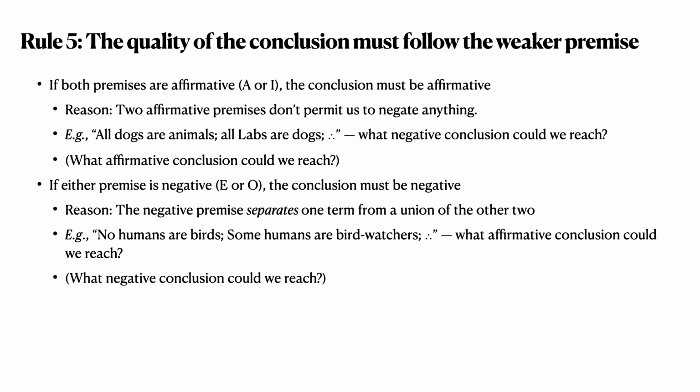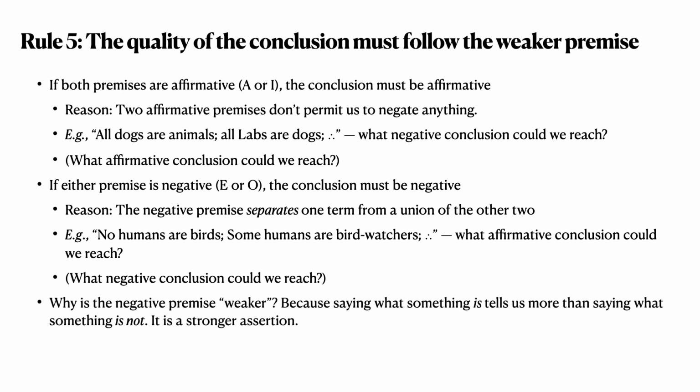What would we do if we wanted to have a negative conclusion? Some bird watchers are not birds. If that's what you said, give yourself a gold star and go to the head of the class. Okay, so why is the negative premise weaker? There's a couple of ways to remember this, right? You can think of negative numbers as just smaller than positive numbers. That works. Or you can think about it logically.